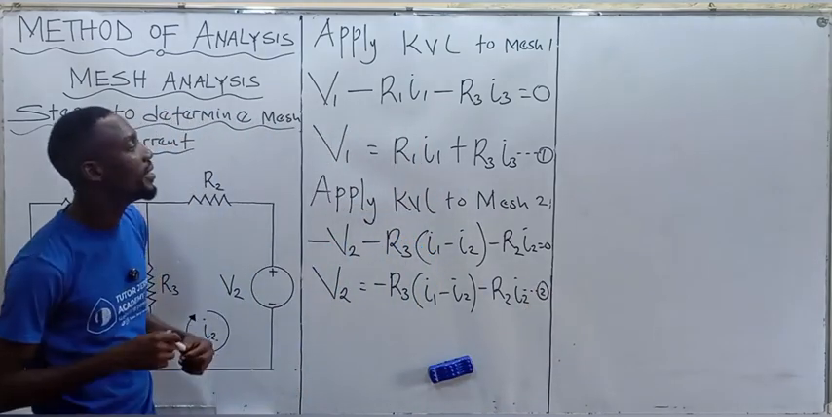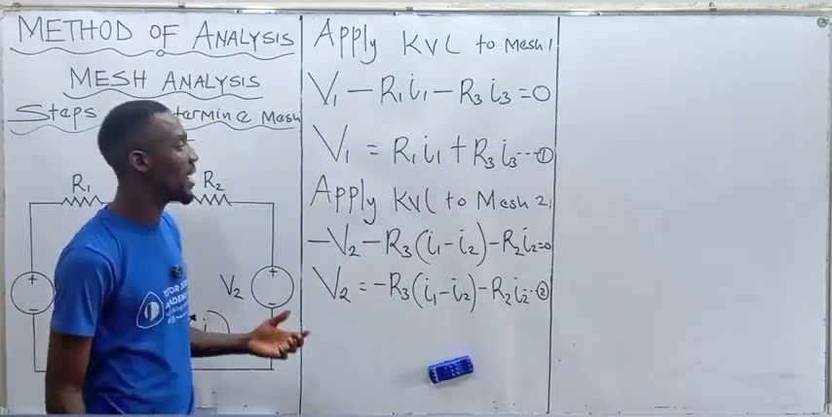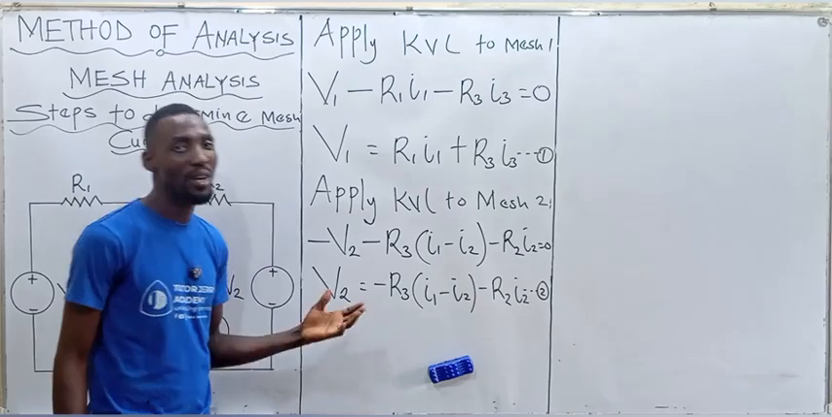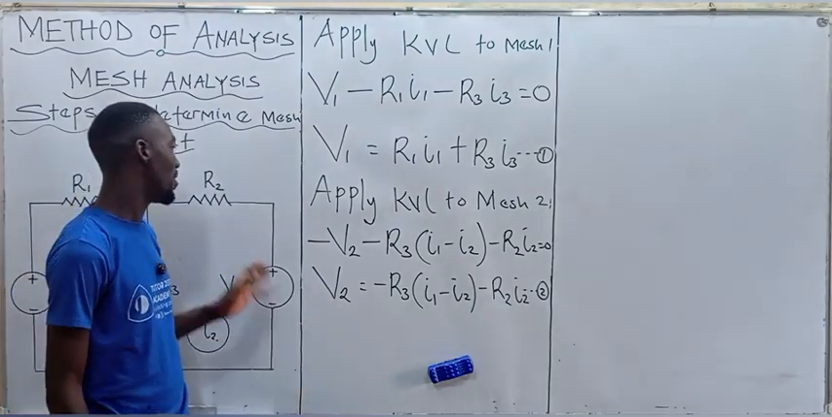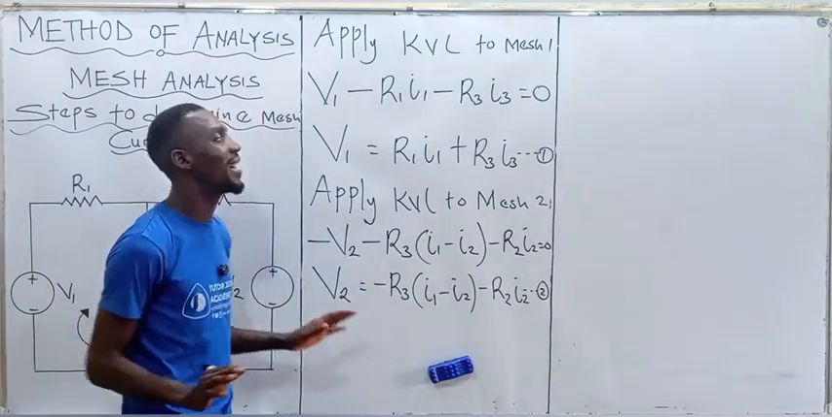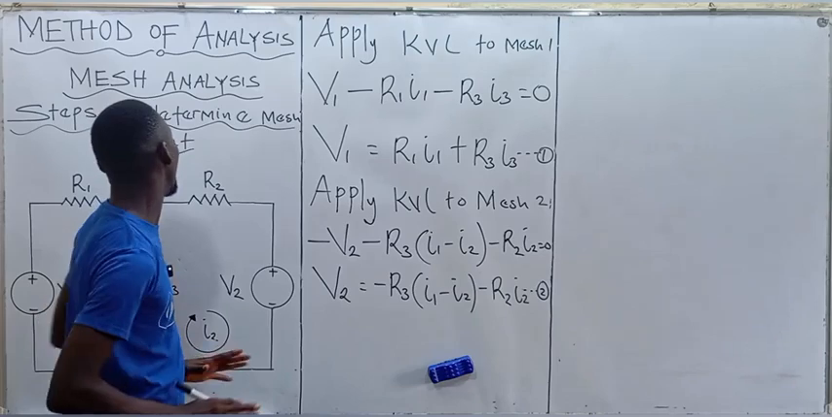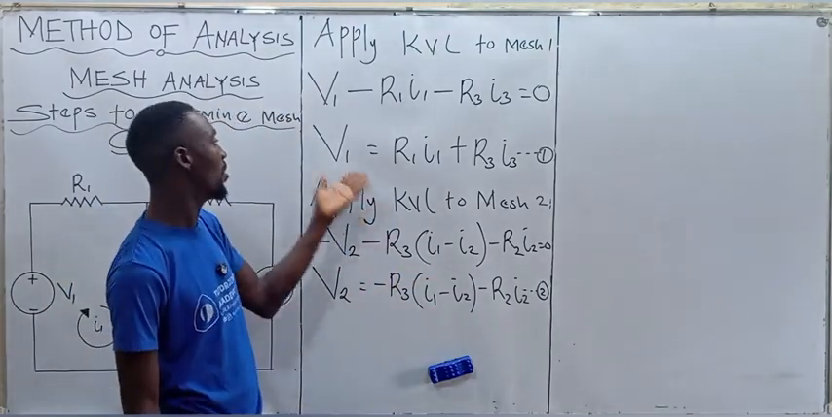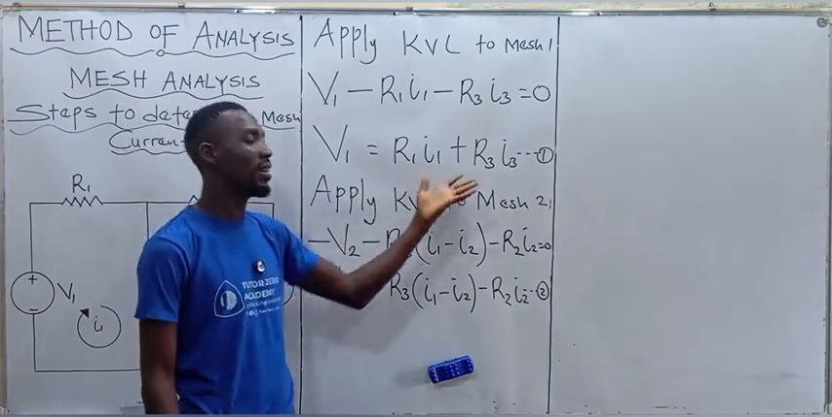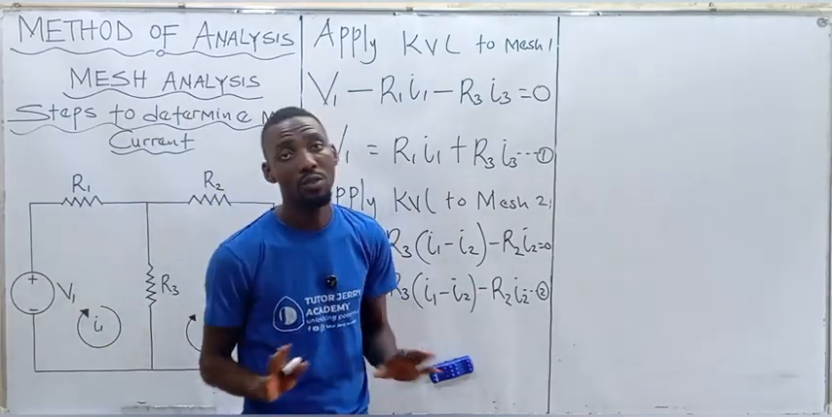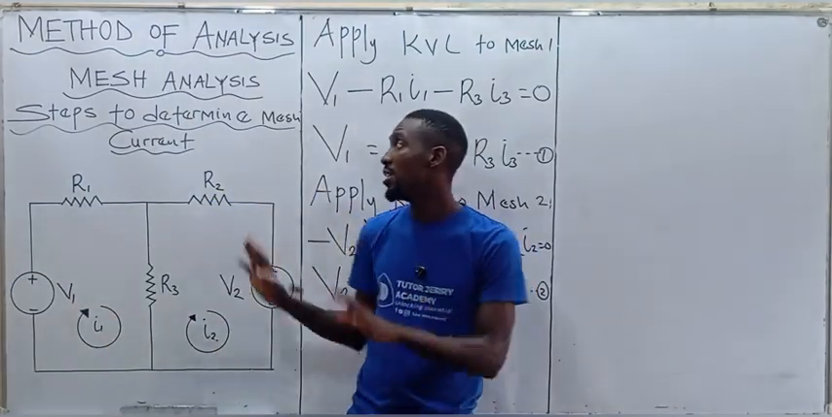All right. The next step is we are going to solve equation 1 and equation 2 simultaneously. Then we are going to get the answer for the mesh currents I1 and I2. So these are the steps on how to go about mesh analysis. We cannot solve this equation because we don't know the values of V1, R1, I1. They are just letters. This is just to show you the simple steps on how to go about mesh analysis.